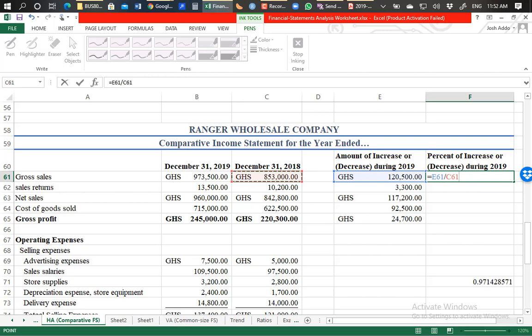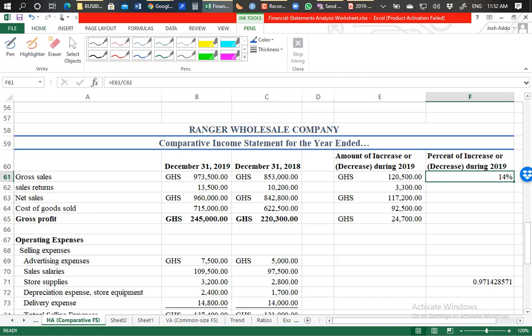Enter. You can put this in brackets and multiply it by 100. But there is already a button that converts it to a percentage, so that's why I didn't do it. So I pressed enter. Okay, and it initially converted it.